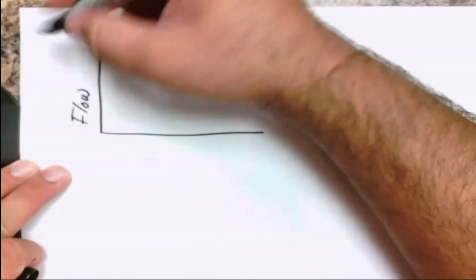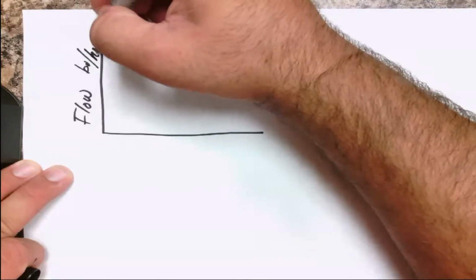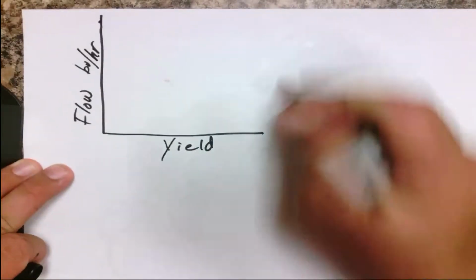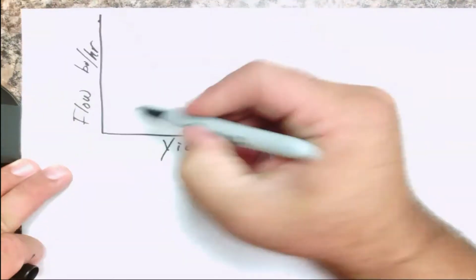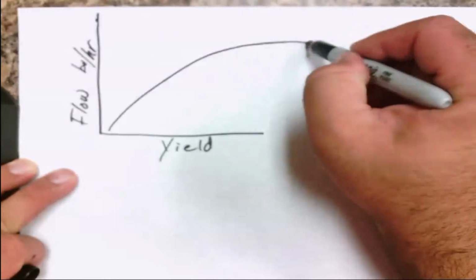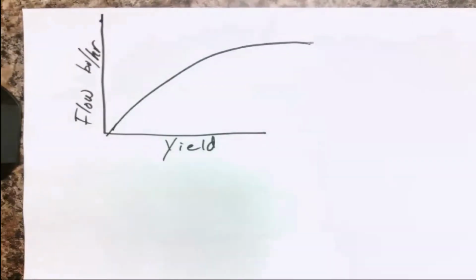So in this case, we'll have flow on this side. We'll have yield on this side. And then as yield increases, so does our flow, and our actual yield looks something like that.